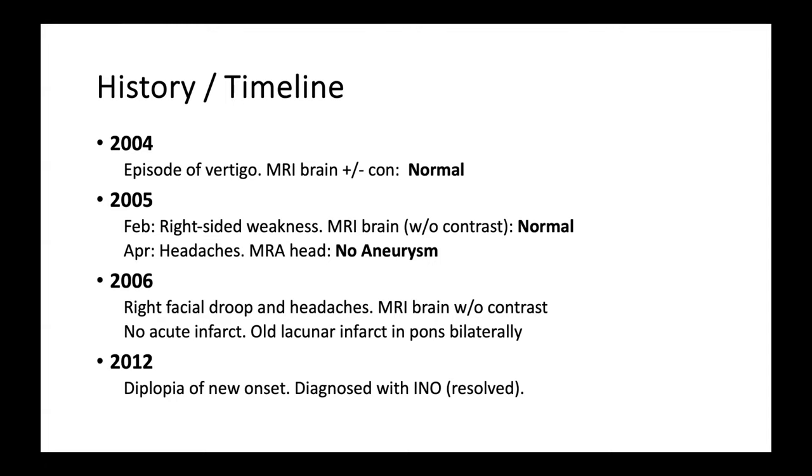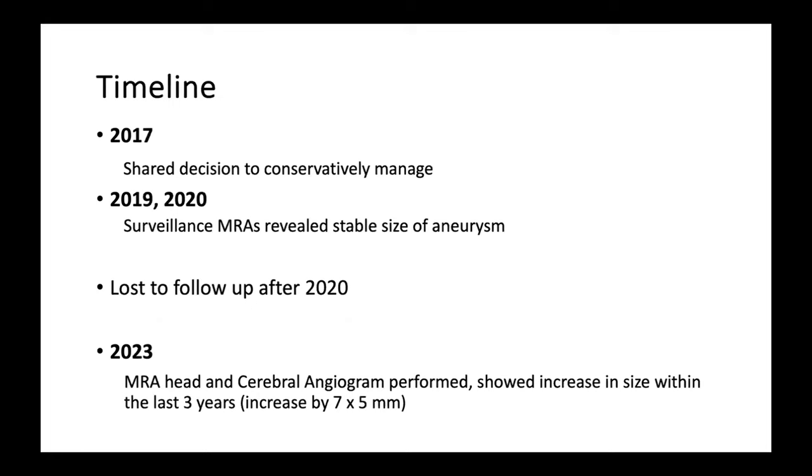And in 2012, she developed diplopia and was diagnosed with INO, which resolved. That makes us think probably of an ischemic etiology rather than demyelinating or inflammatory. So that was her history. And in 2017, when we first noticed that aneurysm on the angio, both non-invasive and invasive, after discussion, a shared decision was made to conservatively manage at that time.